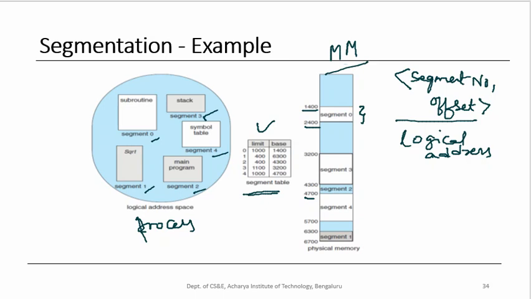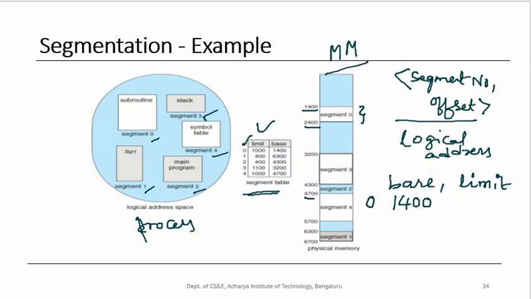Whereas here there will be 2 entries corresponding to a segment. What are those 2 entries? One is the base, the other one is the limit. For example, if you see, segment 0 starts from 1400. So this 1400 can be called the base address. This is what is stored against segment 0 in the segment table.